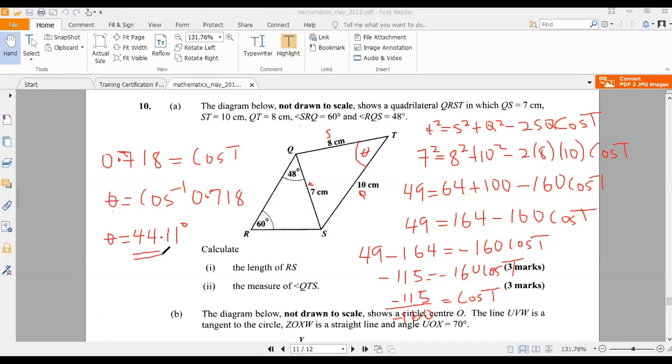They never tell me to the nearest number or something, so we can leave it right there. So we say that therefore angle QTS is equal to 44.11 degrees.